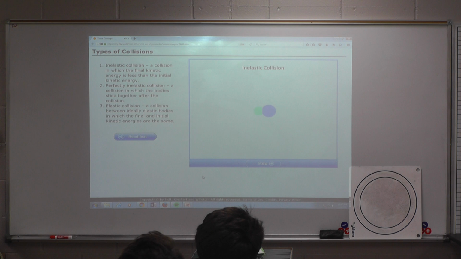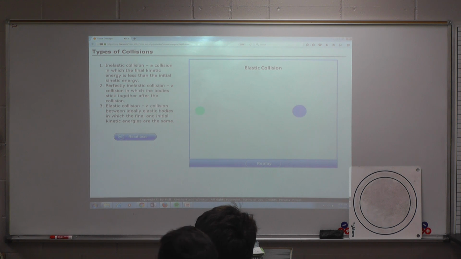Inelastic collision: the objects deform and they move separately after the collision. The total kinetic energy decreases. During a perfectly inelastic collision, the 2 objects stick together and their final velocity is the same. The total kinetic energy decreases. During an elastic collision, the objects bounce apart and move separately. There is no change in the total kinetic energy.